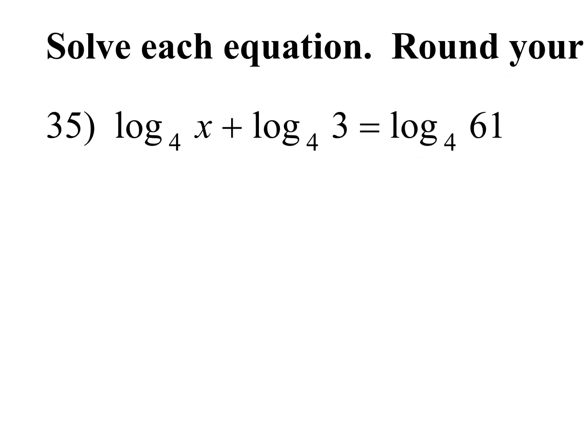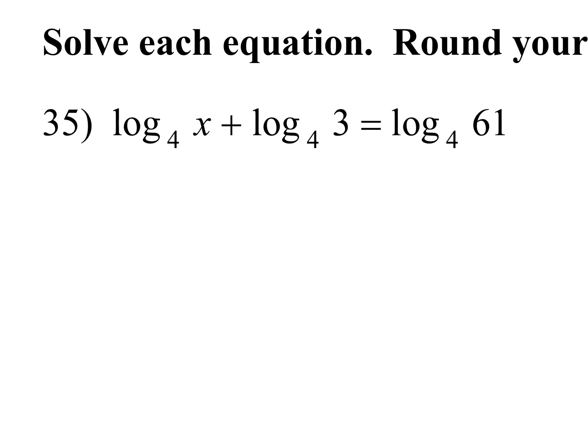What's the first thing I need to do for 35? Put the log and the 4. Once you multiply the 4. What do I have to do? If I have 2 logs on one side, what do I do? Put them together. I combine them. So how would I combine them? By multiplying. So it'll be log base 4 of what? 3x. So it's x times 3, but we can write it as 3x. And that's equal to log base 4 of 61.